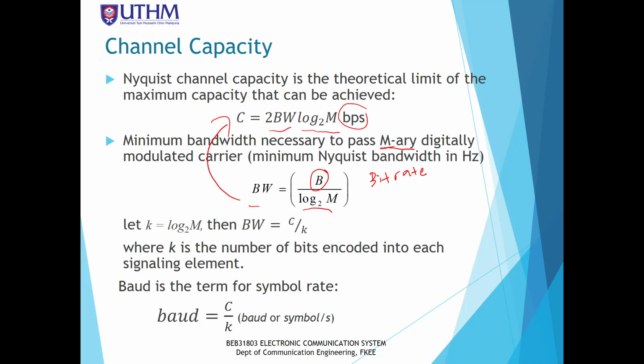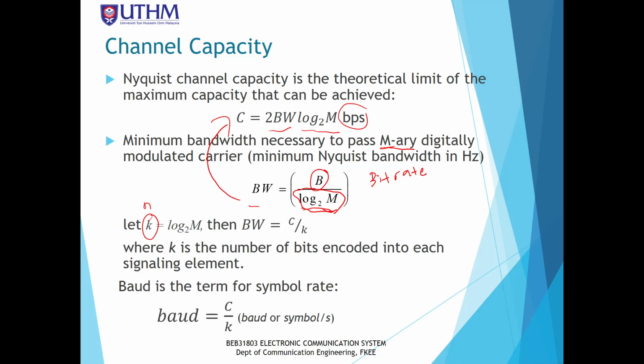Bandwidth is equal to bit rate divide over log base 2 of m. Ini bergantung kepada jumlah bit. Okay, so log base 2 of m is actually the number of bit. Okay, so k is the number of bit. Ini tadi kita gunakan n, so jangan confuse. Tak kira n or k.